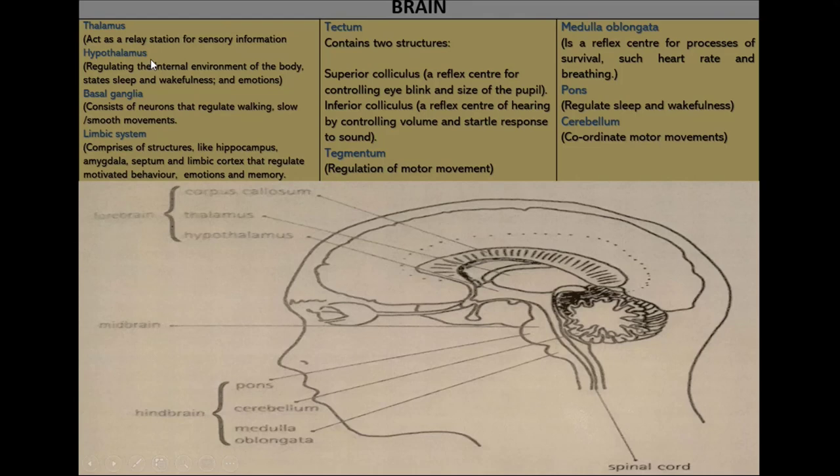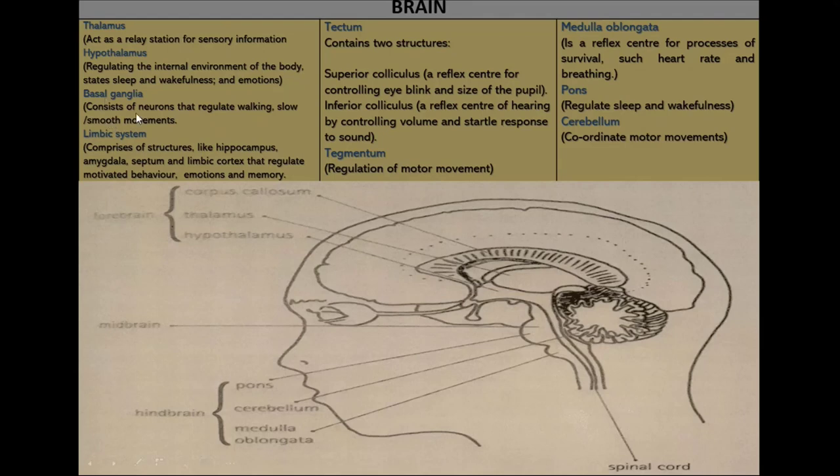Hypothalamus. The hypothalamus lies below the thalamus. It has many nerve nuclei that are involved in regulating what? They regulate the internal environment of the body, such as the temperature, water intake, sexual activity, heartbeat, blood pressure, and digestion. You'll see that in your study material. They also regulate the state of sleep and wakefulness. That is the hypothalamus. So it's a key part of the brain.